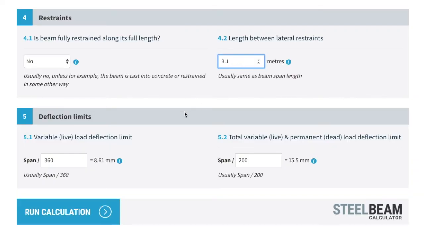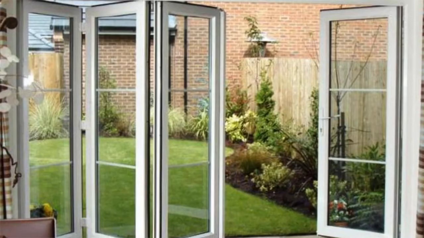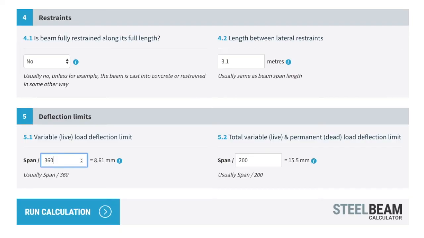The final section is for deflection limits. A deflection limit is the maximum amount you allow the beam to sag. You can set a limit for how much it can sag under variable loads and under permanent loads. Our calculator defaults to the recommended limits, but you may need to change these. For example, if you are using the beam to span above bifold doors, you may need to set a variable load deflection limit that's lower than the default.